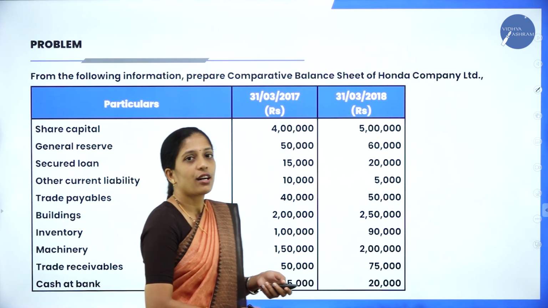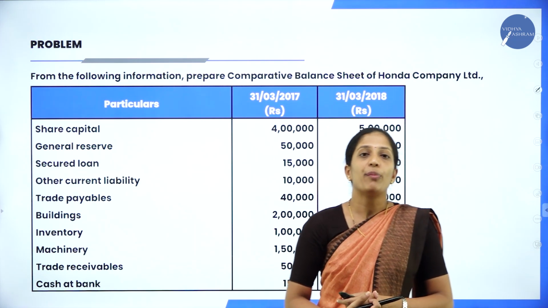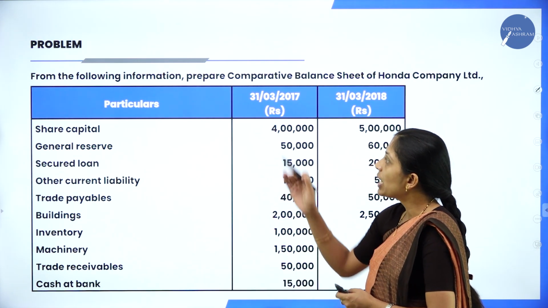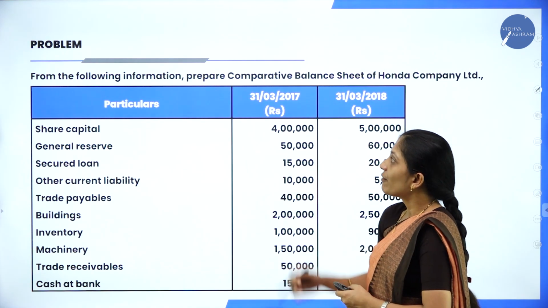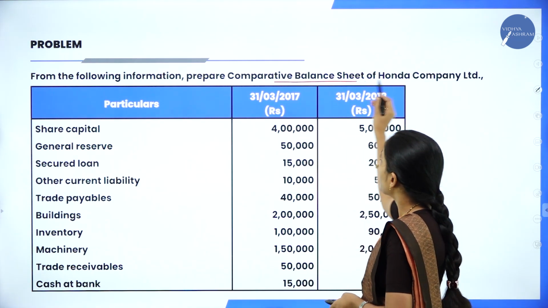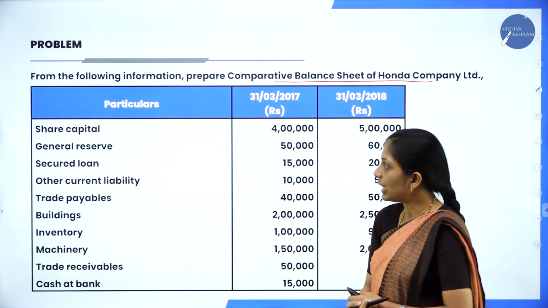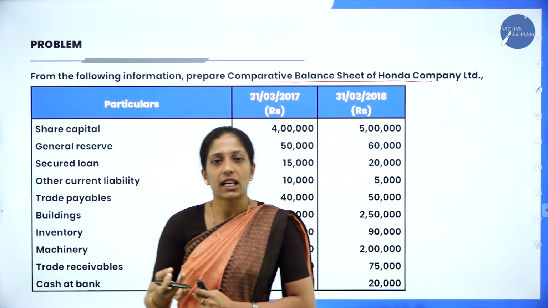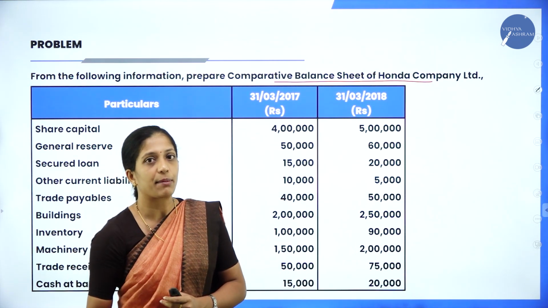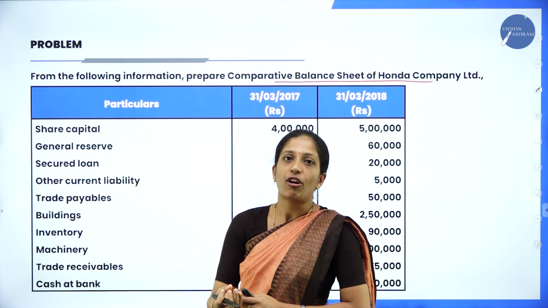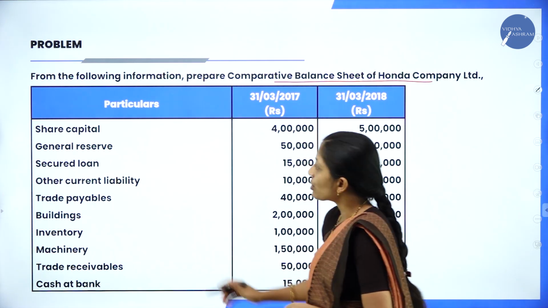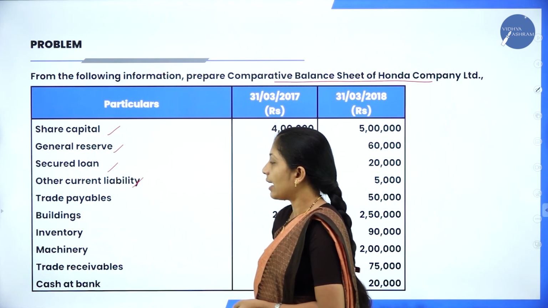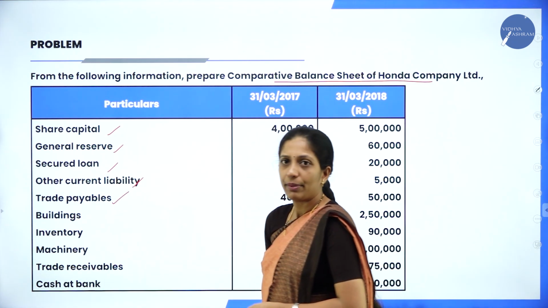Okay. Next, your last problem, similar type of problem. Hope you are clear with this. So, you can solve on your own at home also. So, go through the problem here, children. From the following information, prepare comparative balance sheet of Honda Company Limited. Now, here, instead of segregating into assets and liability, they have given them together, where if you know the format, you can directly solve. Share capital they have given, general reserve, secured loan, non-current, other current liability, trade payable.